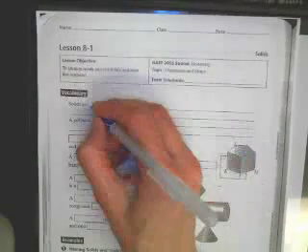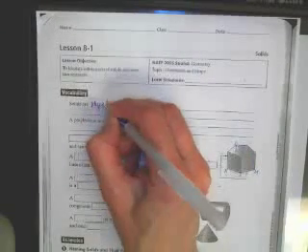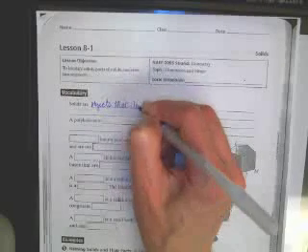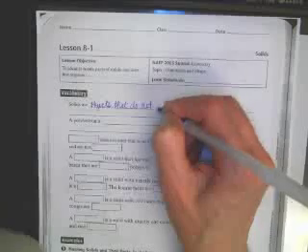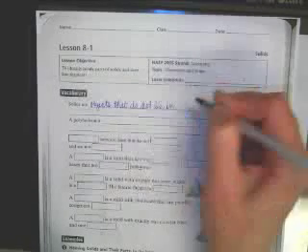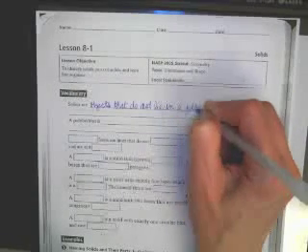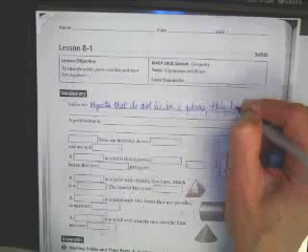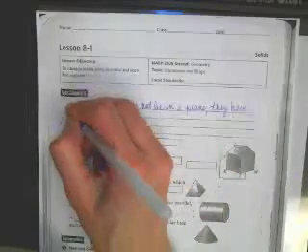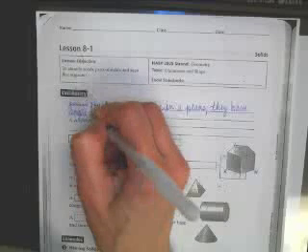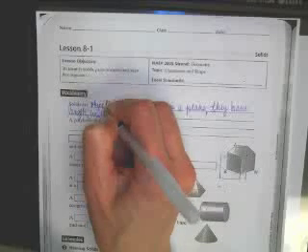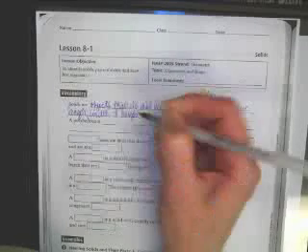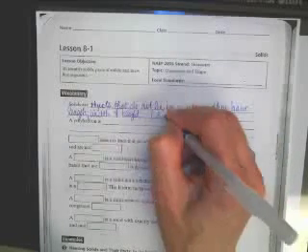Okay, solids are objects that do not lie in a plane. They have length, width, and height. Basically, they're three-dimensional.